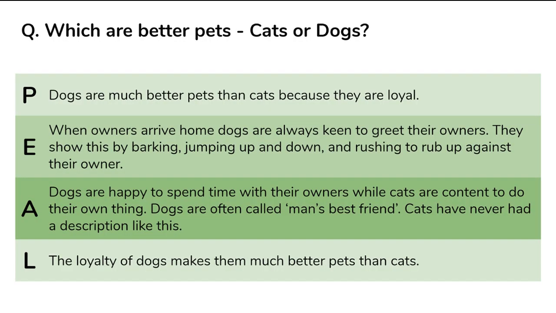Imagine you are writing a paragraph in answer to the question, which are better pets, cats or dogs? I'll read it out loud. Dogs are much better pets than cats because they are loyal. When owners arrive home, dogs are always keen to greet their owners. They show this by barking, jumping up and down, and rushing to rub up against their owner. Dogs are happy to spend time with their owners, while cats are content to do their own thing. Dogs are often called man's best friend. Cats have never had a description like this. The loyalty of dogs makes them much better pets than cats.